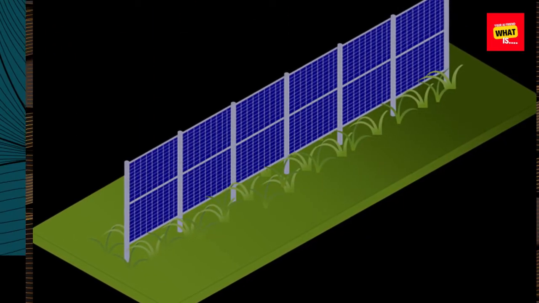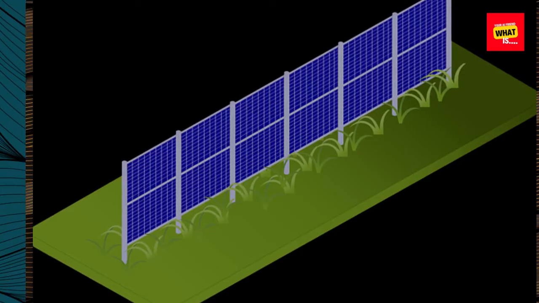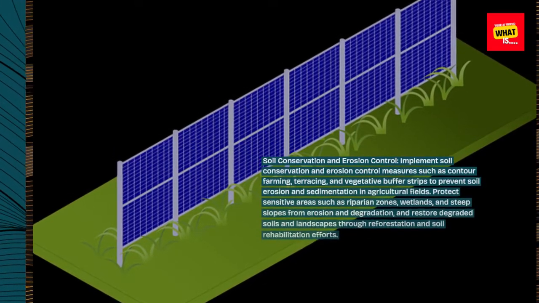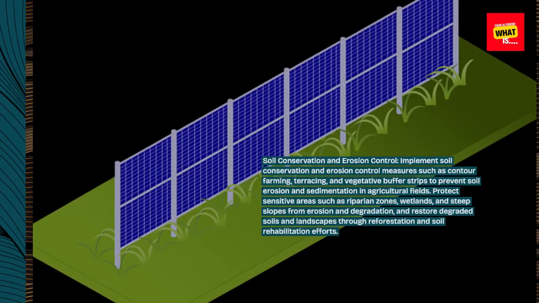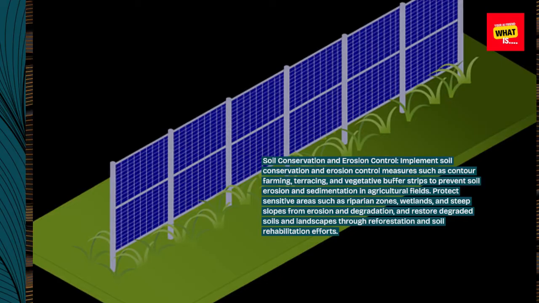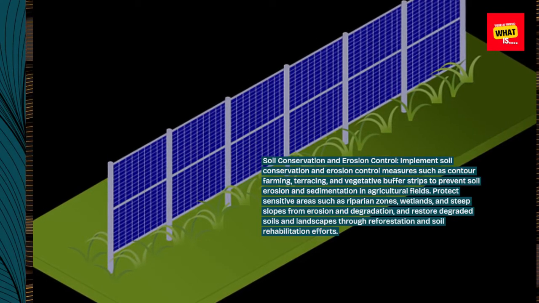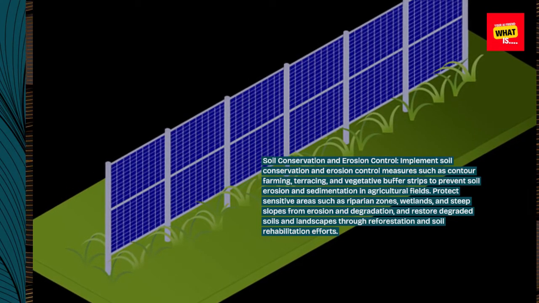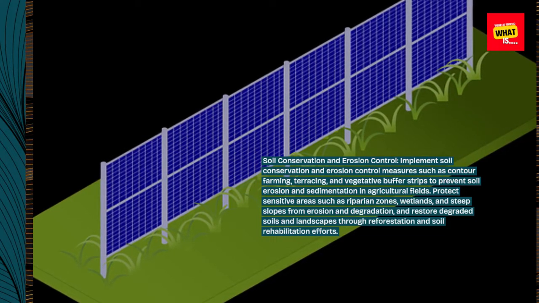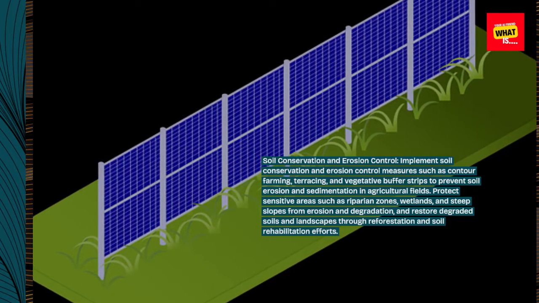Soil conservation and erosion control. Implement soil conservation and erosion control measures such as contour farming, terracing, and vegetative buffer strips to prevent soil erosion and sedimentation in agricultural fields. Protect sensitive areas such as riparian zones, wetlands, and steep slopes from erosion and degradation, and restore degraded soils and landscapes through reforestation and soil rehabilitation efforts.